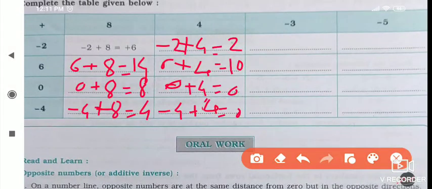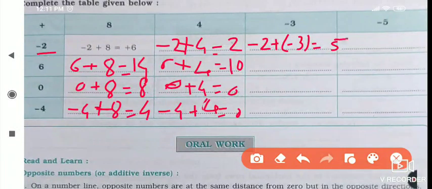Now here we will complete the third box. So here minus 2 plus minus 3. So minus 2 plus into bracket minus 3. Here the signs are same, we have to do the addition of both the numbers. So 5, and the sign of the bigger number, that is negative 3. Bigger is 3 and 3's sign is negative. So the answer is minus 5.